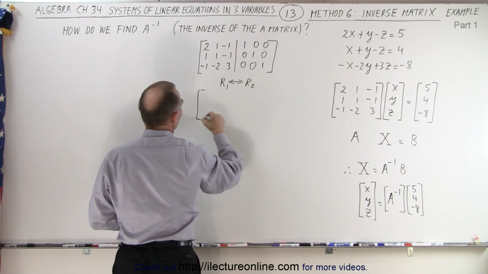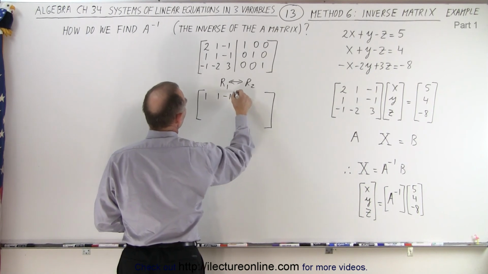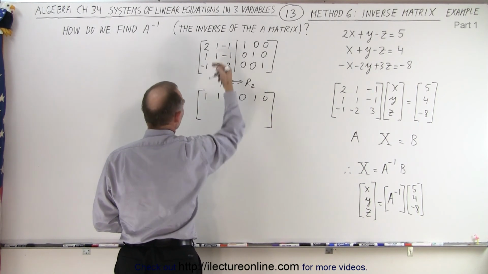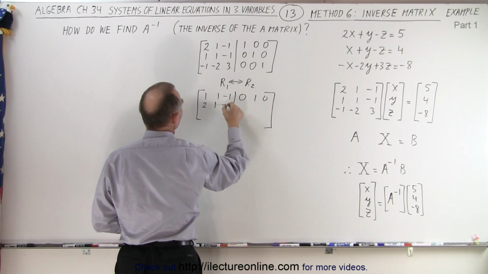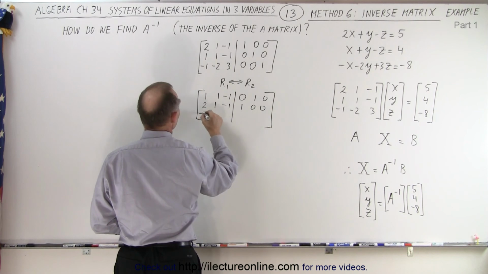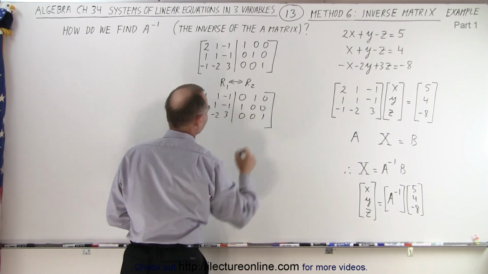So that means that I'm going to end up with the following: a 1, 1, negative 1, and then the 0, a 1, a 0. Row 1 becomes row 2: 2, 1, negative 1, 1, 0, 0, and row 3 stays the same: negative 1, negative 2, 3, 0, 0, 1.